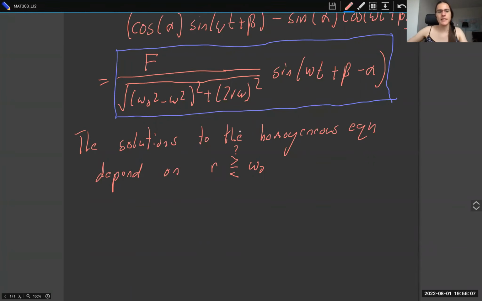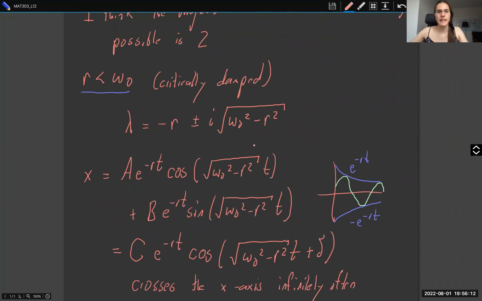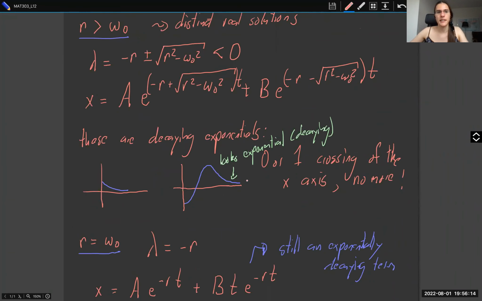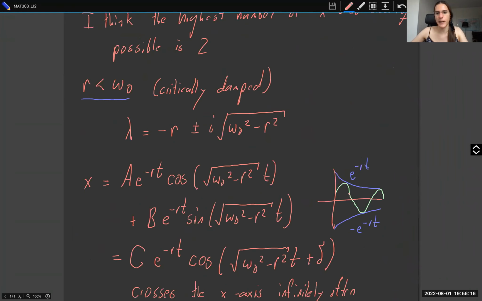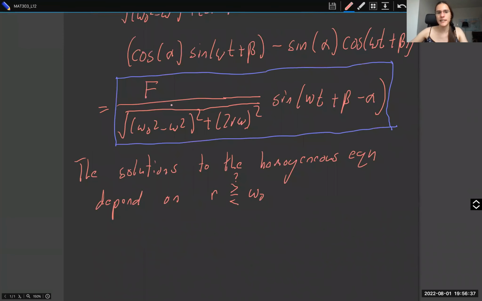Well, notice that in the previous cases, this decayed exponentially, this decayed exponentially, and this decayed exponentially as well. So the solution to the homogeneous part, no matter what it is, is going to become irrelevant at a certain point in time because it's going to decay and become very small. So what remains is this, and this is known as the steady state motion.